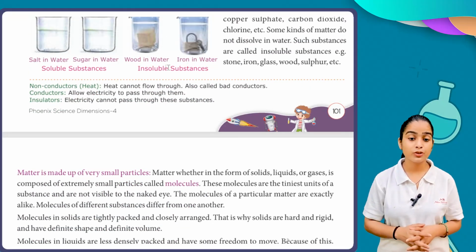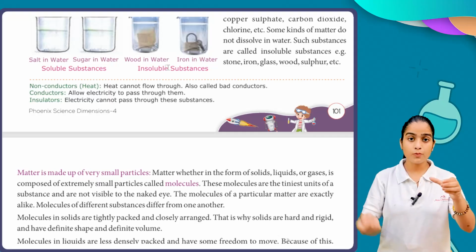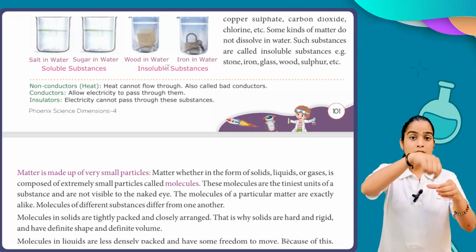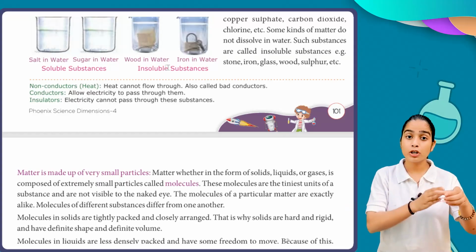Some kinds of matter do not dissolve in water. Such substances are called insoluble substances. Example: stone, iron, glass, wood, sulfur, etc. So what we understand here is that if you have a glass of water and you put some sugar inside it and continuously stir it, what will happen? Sugar will disappear. It means sugar is soluble in water.